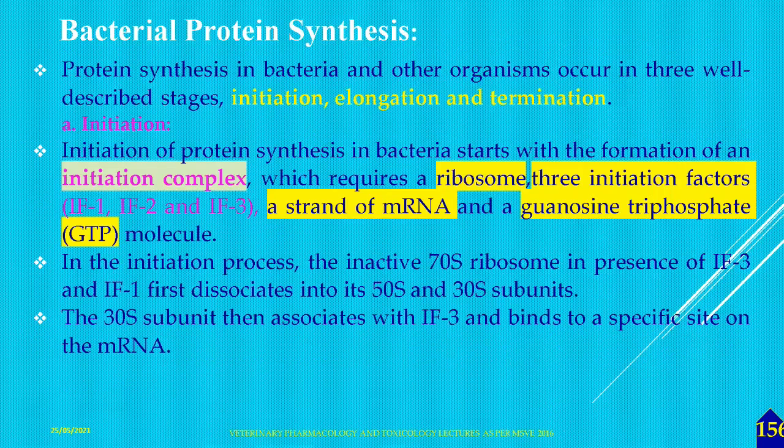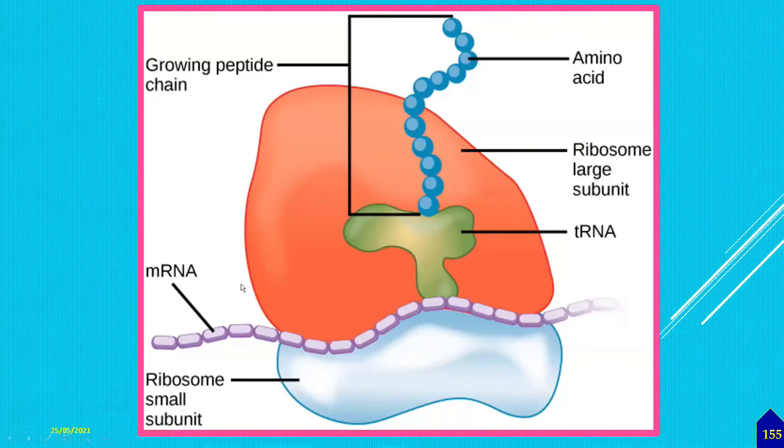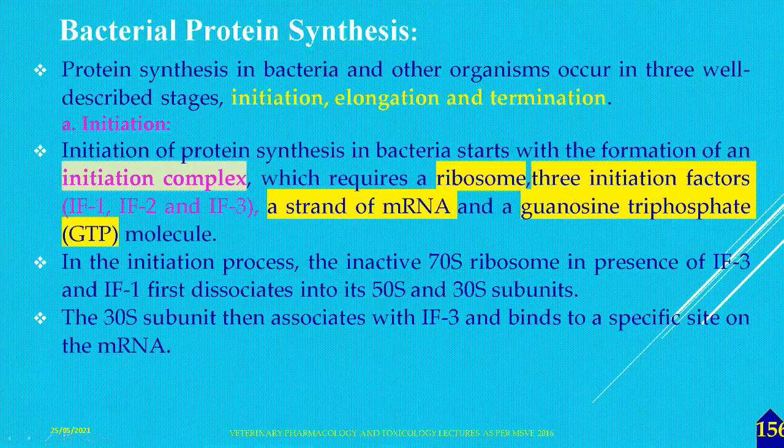So this is explained here. This is the mRNA, and the varieties of the subunits with the tRNA and also the ribosomal subunits are going to form the different amino acid chain, and this is the growing chain. In the initiation process, the inactive 70S ribosome in the presence of IF3 and IF1 first dissociates into 50S and 30S subunits, then the 30S subunit associates with IF3 and binds to a specific site on the mRNA. So this is the process, how it is going to begin.